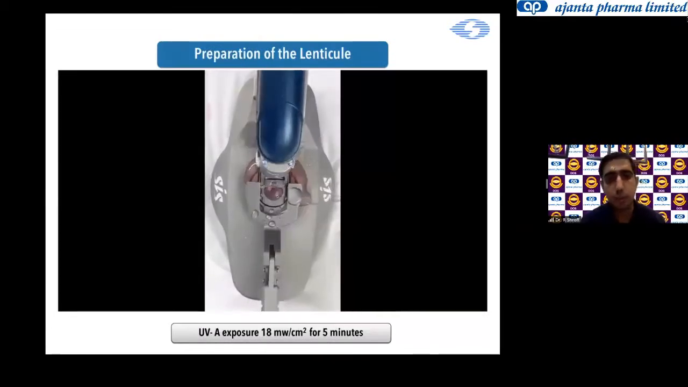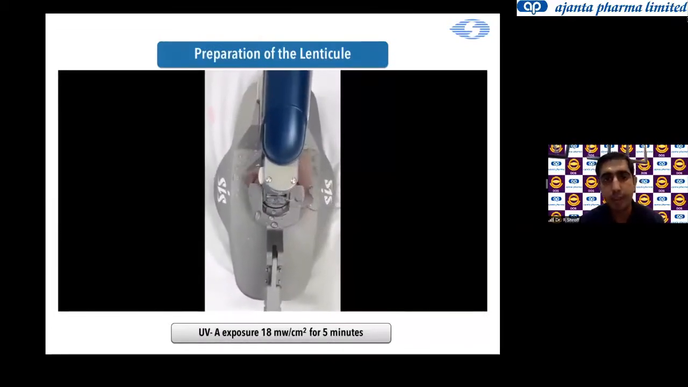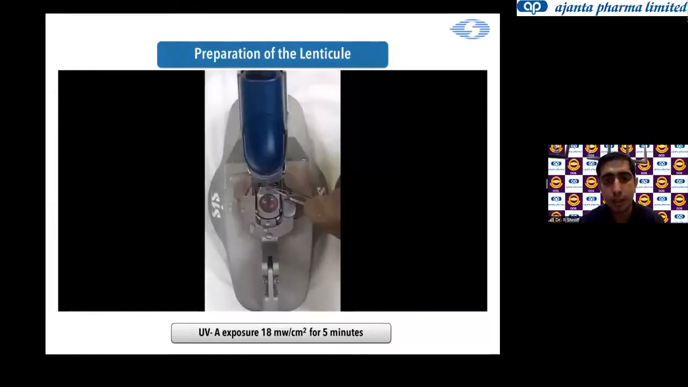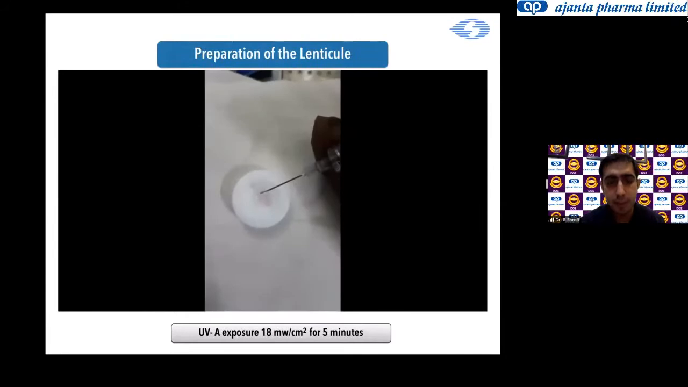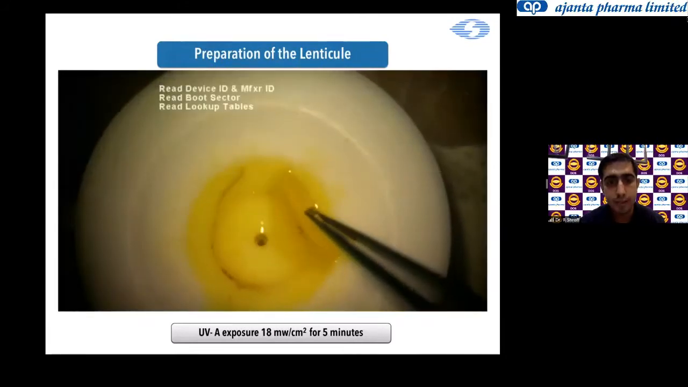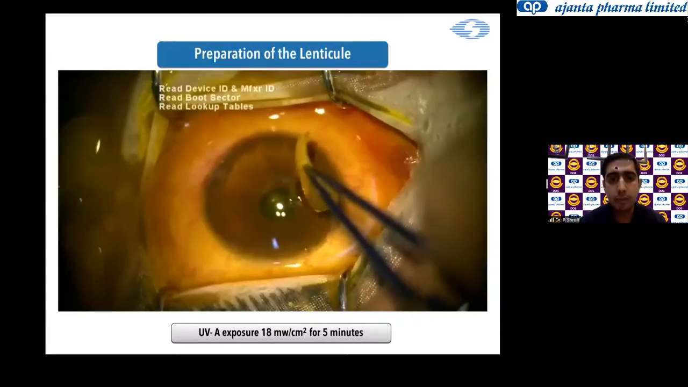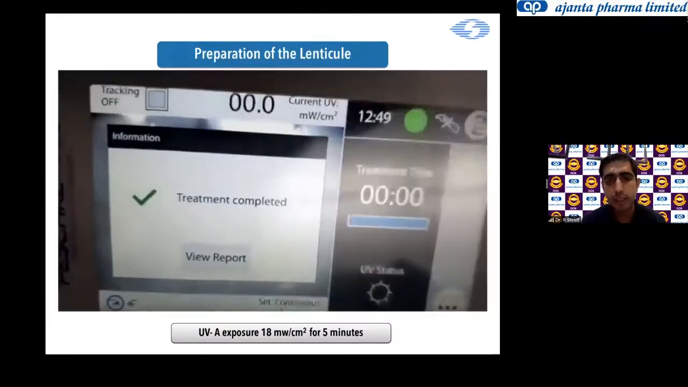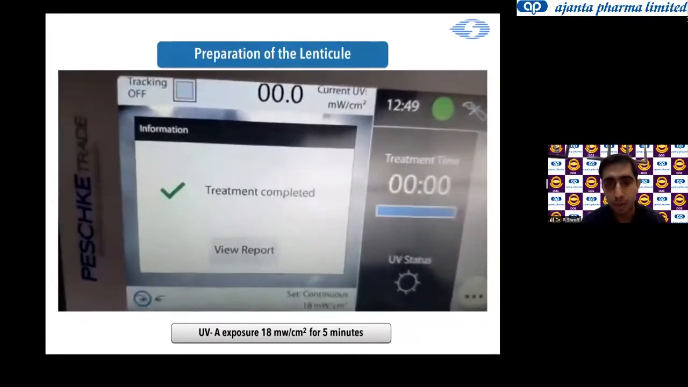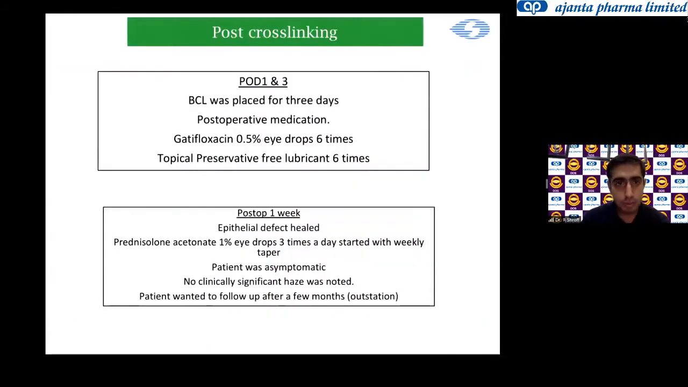Basically, we used a microkeratome to prepare a lenticule. This was a therapeutic-grade corneal tissue. What we did was we used the microkeratome with a 350 micron head. We got about 133 micron lenticule. After which we removed the epithelium, placed the lenticule over the cornea, and then did a 18 milliwatts for 5 minutes protocol. So the post-operative period, we did the treatment in the usual way.